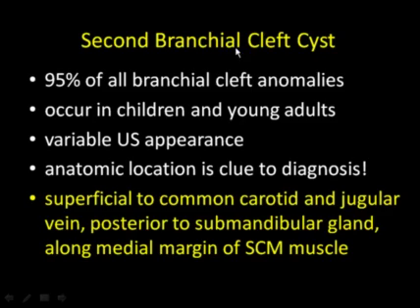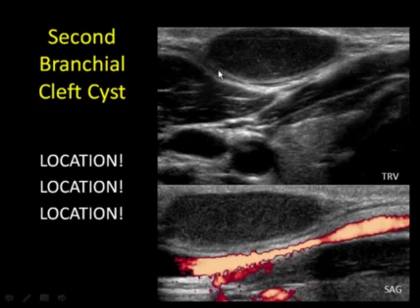I'll move on to talk about second branchial cleft cyst. These represent 95% of all branchial cleft anomalies. They occur in children and young adults, and they have a variable ultrasound appearance. However, the anatomic location of these lesions is the clue to the diagnosis. They're typically superficial to the common carotid artery and jugular vein and posterior to the submandibular gland, and they occur along the medial margin of the sternocleidomastoid muscle. So again, location, location, location.